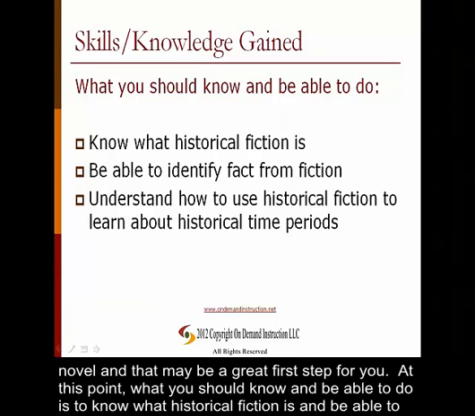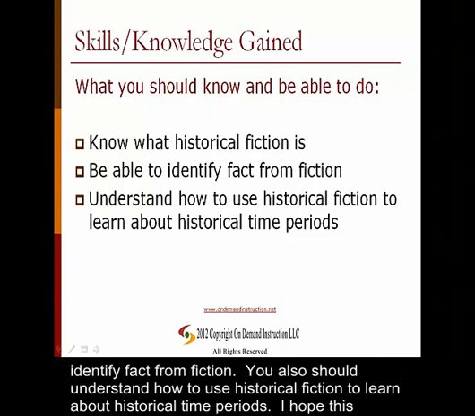At this point, what you should know and be able to do is to know what historical fiction is and to be able to identify fact from fiction. You also should understand how to use historical fiction to learn about historical time periods.